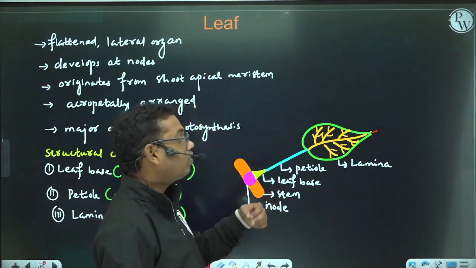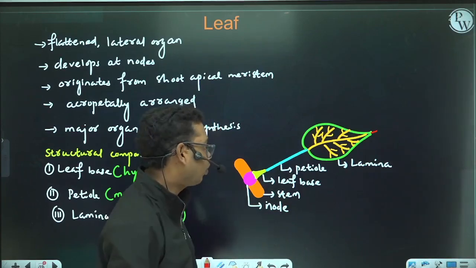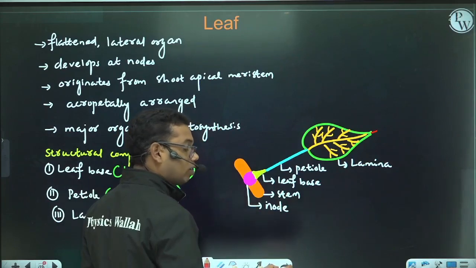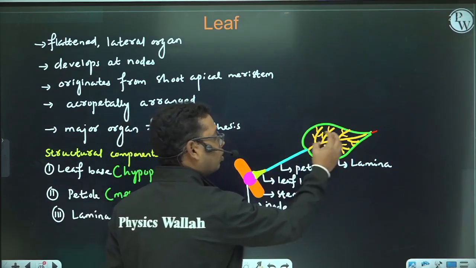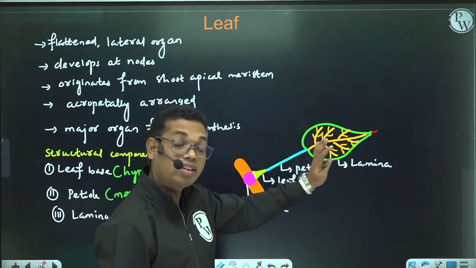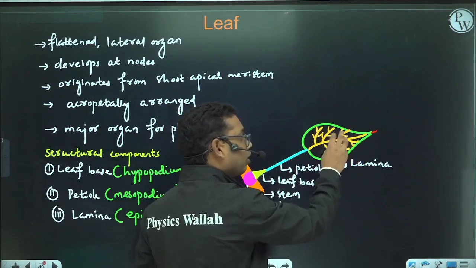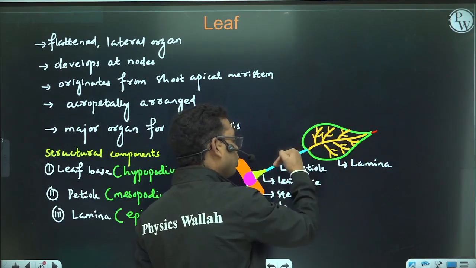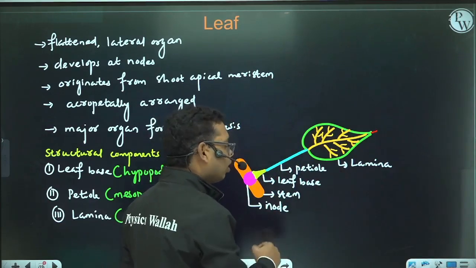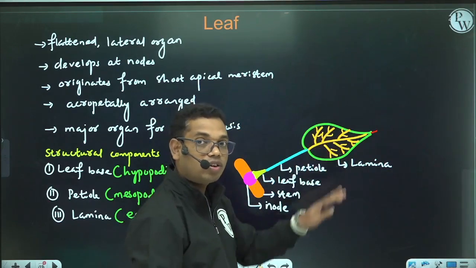Okay, if they have vascular tissue, their function is to conduct materials. From the root, water and minerals will be absorbed and they will reach the stem, and from the stem they will reach the lamina. And in the lamina, food is synthesized, and that food will be transported through the phloem present in these structures, and they will come to the petiole, the leaf base, and finally to the stem, and they will reach the other parts of the plant.